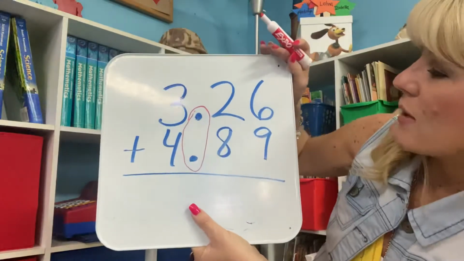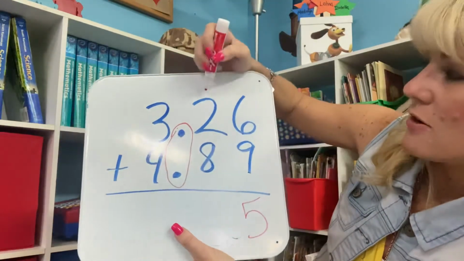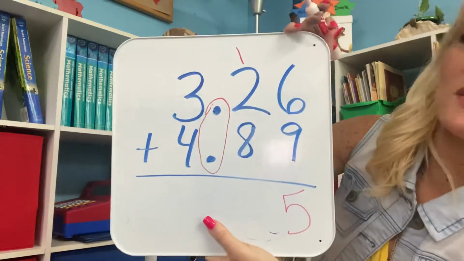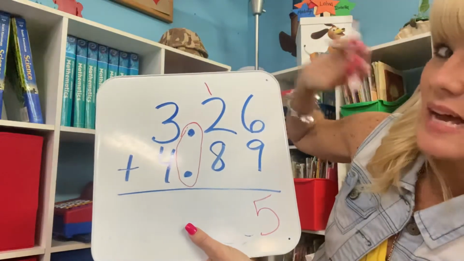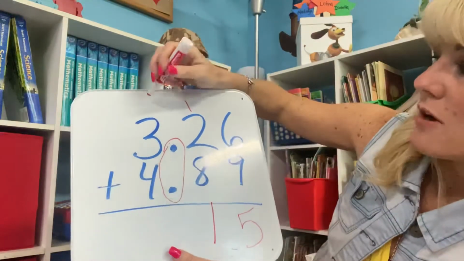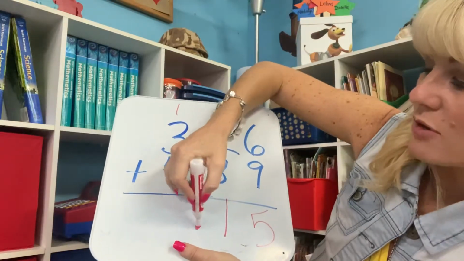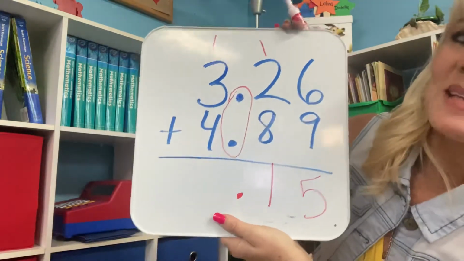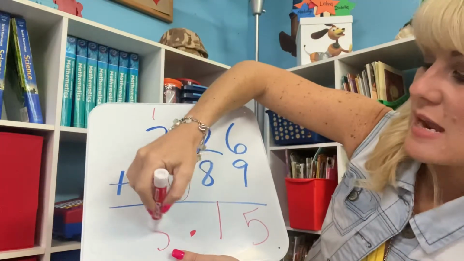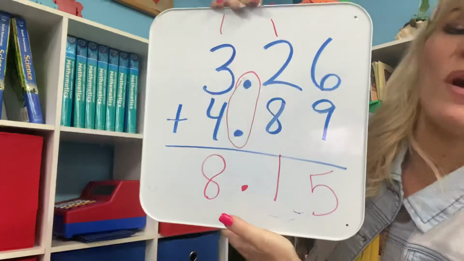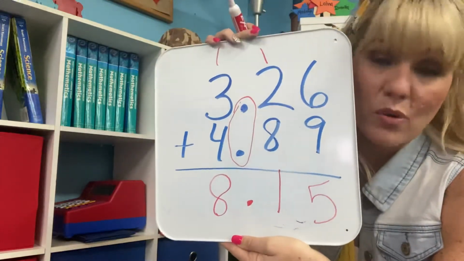And all you do is do regular adding, right? 6 plus 9 is 15. You put the 5 down here, the 1 up here. I know this class is great at math. 1 plus 2 is 3. 3 plus 8 is 11. Put the 1 down here, the 1 up here, and you're gonna bring down the decimal point. You've heard me say that a million times. Bring down the decimal point. 1 plus 3 is 4. 4 plus 4 is 8. Your answer would be 8.15, or 8 and 15 out of 100, or 8.15.